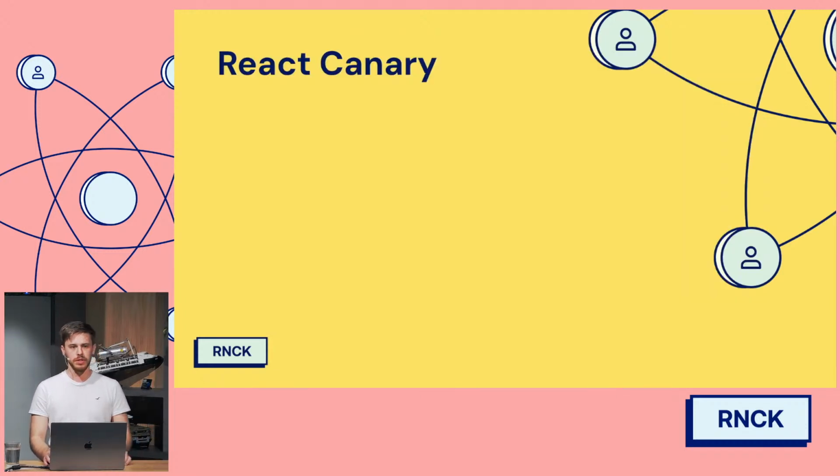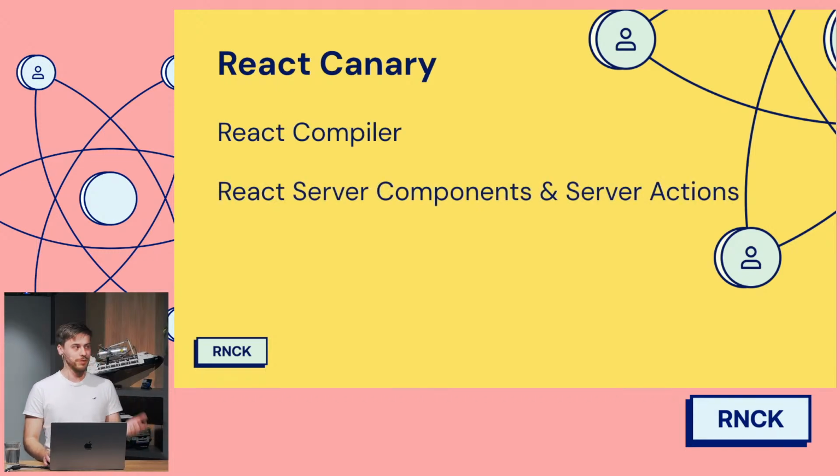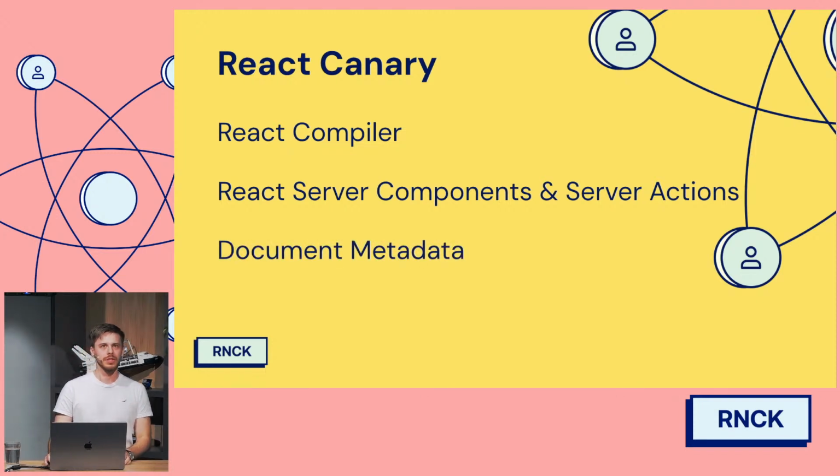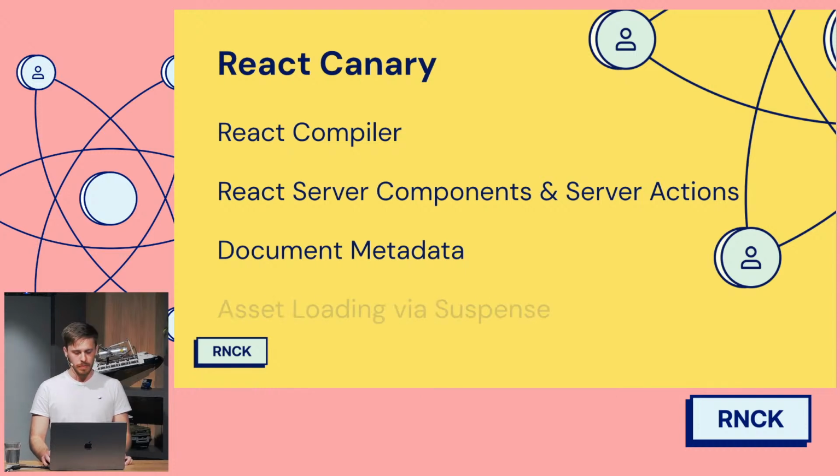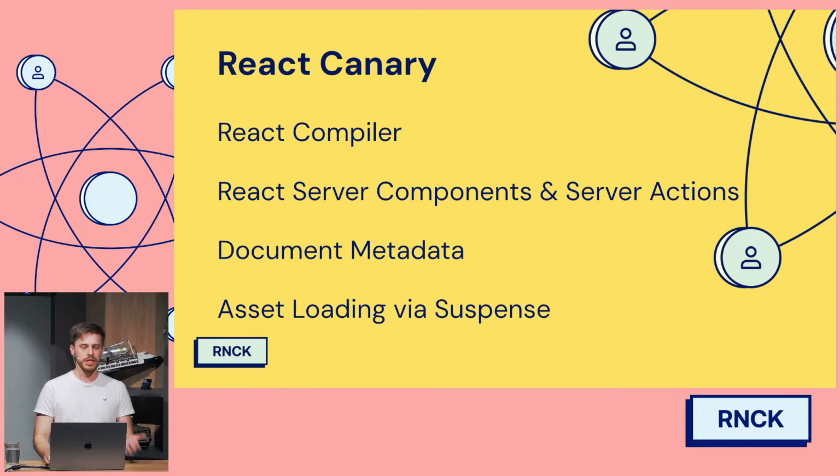Other stuff coming in the next version of React, well, React Compiler, but also React Server Components and Server Actions, which Szymon will hopefully tell you about today. Also document metadata, which is something that currently React Helmet does for you, so support for meta tags on your websites. And asset loading via Suspense. This is something that Next.js and other frameworks like Expo Router will support for you. This is not something you add yourself to your app. This is supported by frameworks.